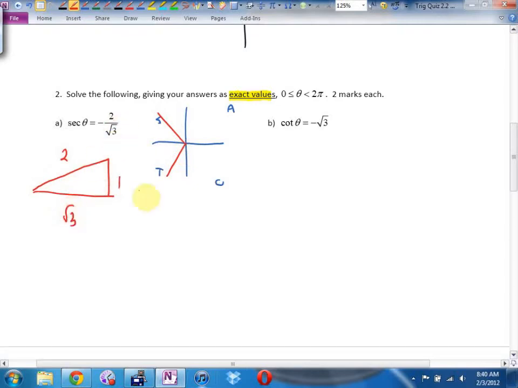Mr. Dueck, aren't they always that? Well, no, sometimes there'll be a root 2, and you know it's the 1, 1, root 2. You only got two triangles to pick from, so Ellen, it's going to be pretty repetitive. Sorry. Blah, blah, blah.